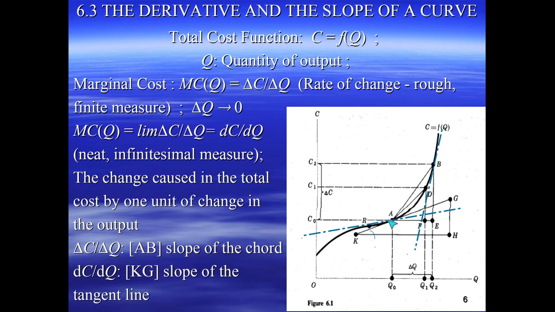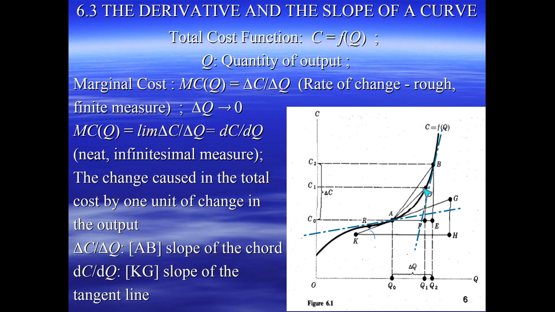This is the slope of this chord, which is a rough measure of the rate of variation. It is a rough measure of this slope. But if we diminish this quantity, instead of augmenting Q0 to Q2, let's augment it to Q1, for instance, a smaller distance. Delta Q gets smaller.